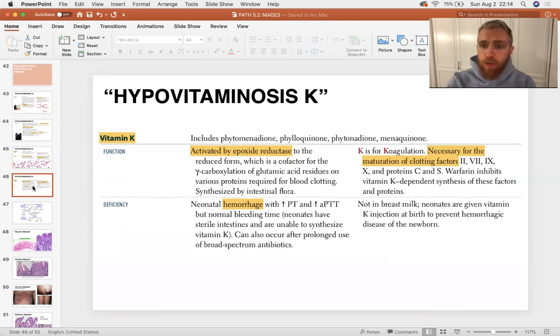allow for the maturation of four specific clotting factors, 2, 7, 9, and 10. Sound familiar? If they are, that's because those are the clotting factors that warfarin is going to deplete. And so a vitamin K deficiency thins your blood, similar to if you were on warfarin. Obviously, some patients don't need to be on warfarin.